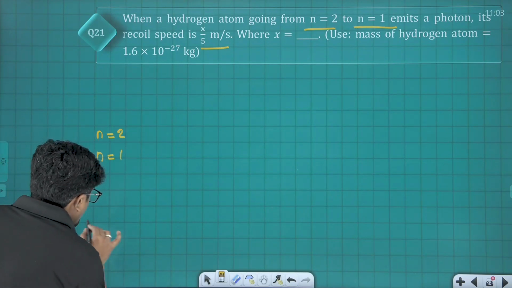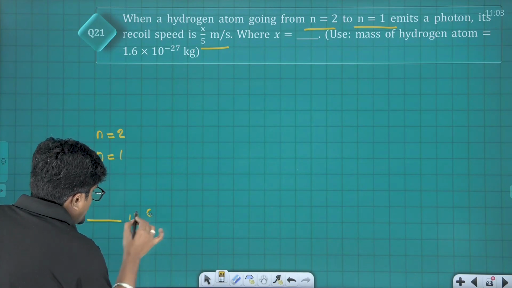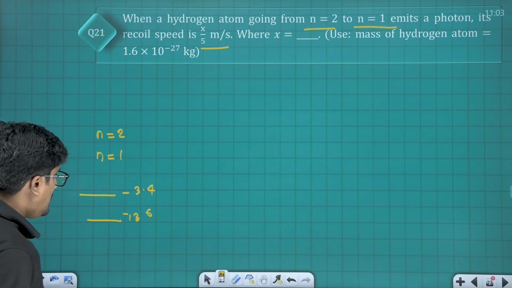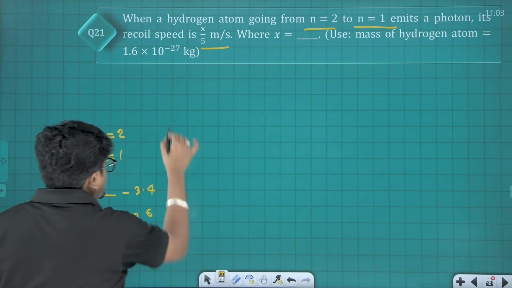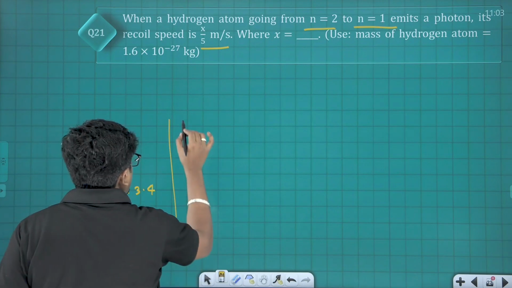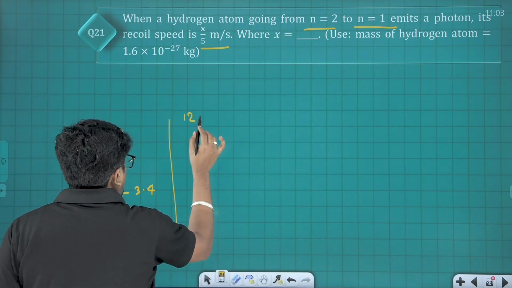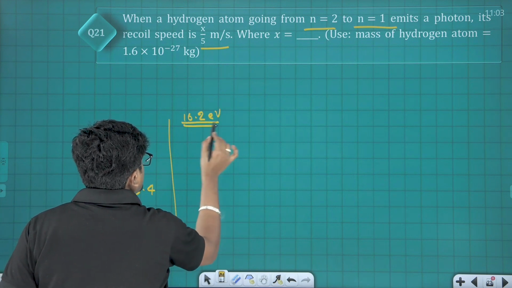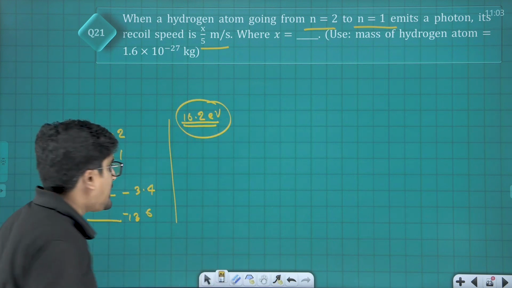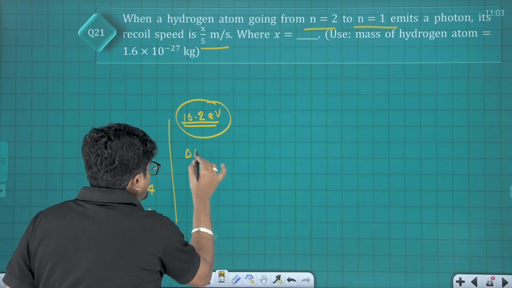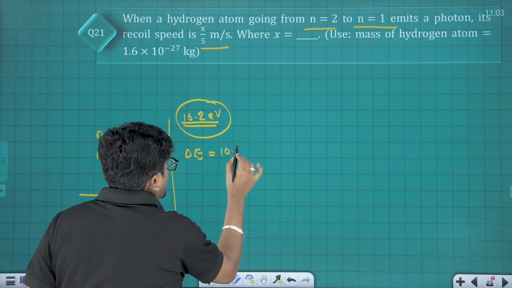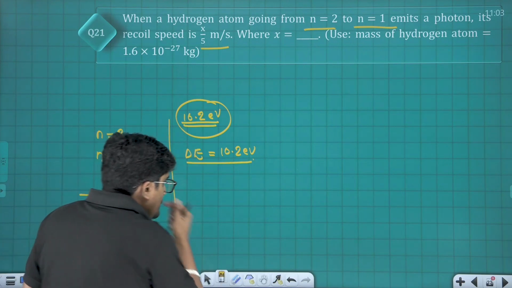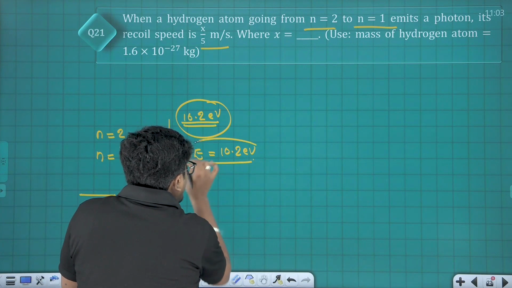We know the energy difference. Here this is minus 13.6 and here this is minus 3.4. So the energy difference is coming as 10.2 electron volt. So delta E is equal to 10.2 electron volt, and this is the energy associated.